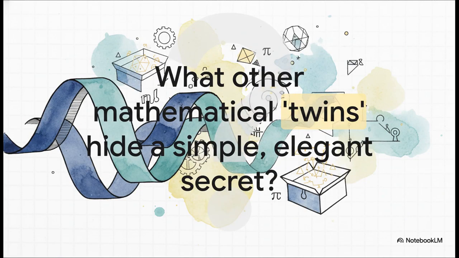And that leaves us with a final thought to chew on. If sine and cosine, these two functions that seem so distinct, are actually just shifted versions of each other, well, it makes you wonder, doesn't it? What other mathematical twins are out there, just hiding a simple, elegant secret, waiting for us to find it?